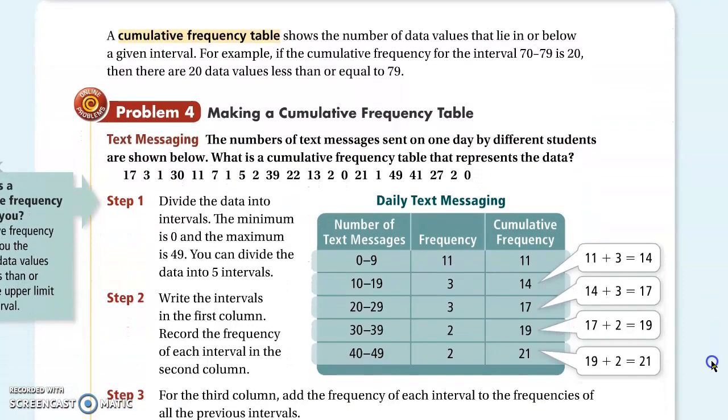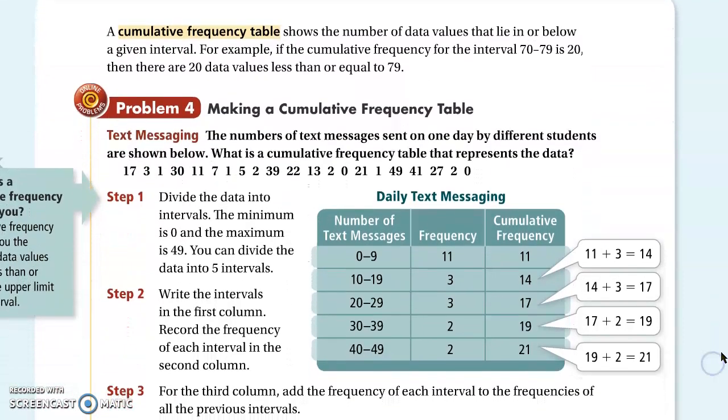The very last thing that we can talk about is something called a cumulative frequency table, where if you are given values, you can make a normal frequency table with those values. But a cumulative frequency is just adding the numbers as you go along. For example, there were 11 in this frequency range, and then there are 3 in the next one. So all I'm going to do is add 3 to the previous number. 11 plus 3 is 14. Then I add 3 more and get 17. Then 17 plus 2 is 19. And then 19 plus 2 is 21.